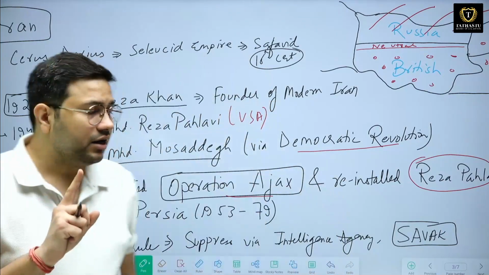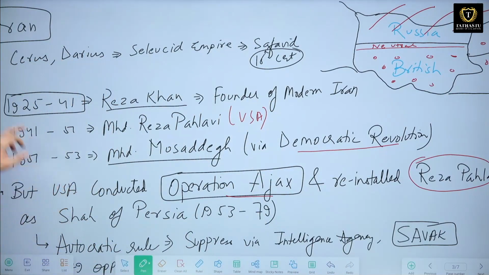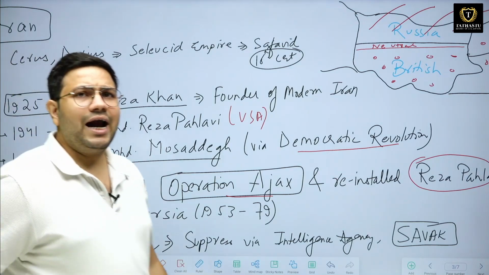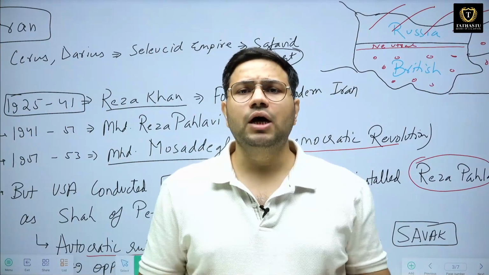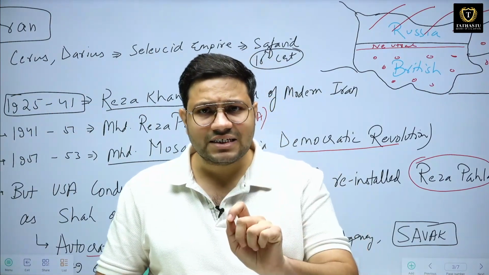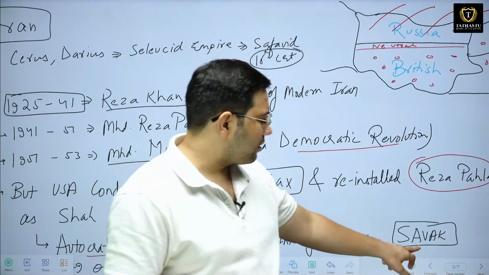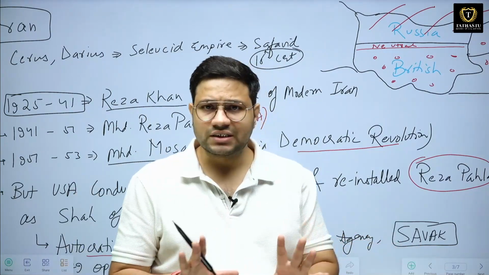So from 1953 till 1979, Reza Pahlavi would be there. He would be the Shah of Persia, and his rule would be autocratic. He would be suppressing all the opposition by using an intelligence agency known as SAVAK. I hope this is clear.